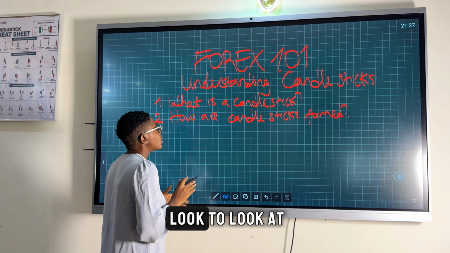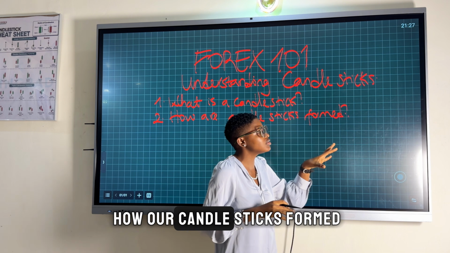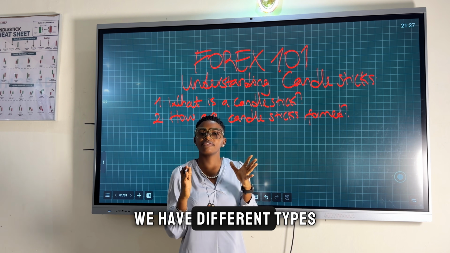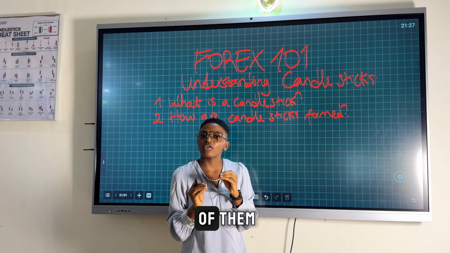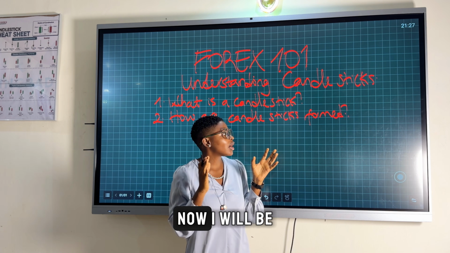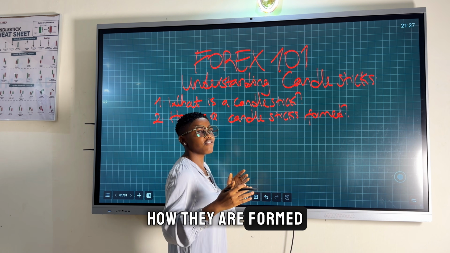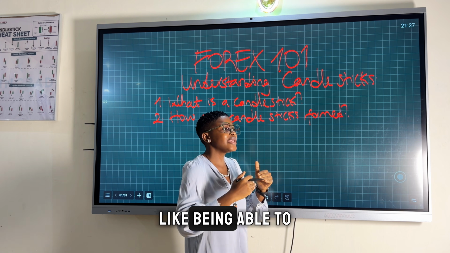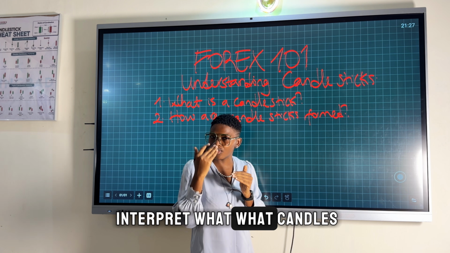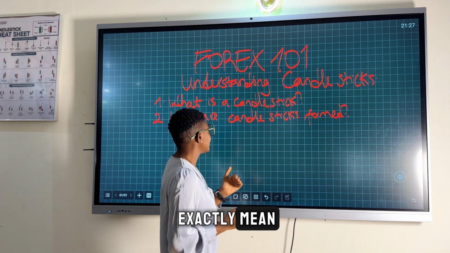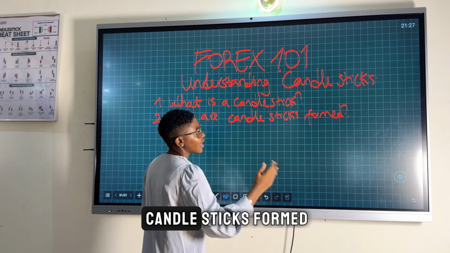Next, we want to look at how candlesticks are formed. We have different types of candles, and all of them mean different things. Now I will be teaching you how to identify them, how they are formed, and what they mean, like being able to interpret what candles exactly mean. So first, how are candlesticks formed?